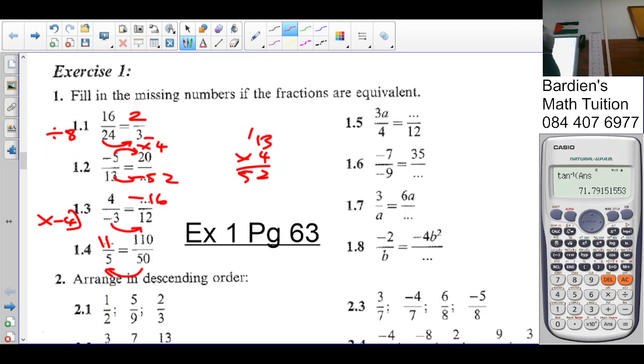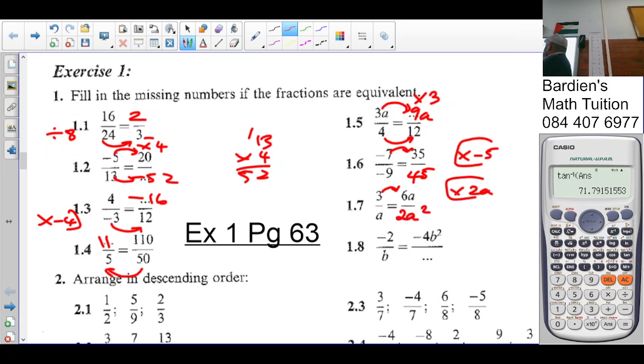1.5. How do we get from 4 to 12? Times by 3. So you times that by 3, how many do you get? 9, 8. How do I get from negative 7 to positive 35? Multiplied by negative 5. Negative 9 times negative 5, positive 45. Number 3. That's 1.7. How do I get from 3 to 6? Times by 2a. 3 times 2a? 2a squared. How do I get from negative 2 to negative 4b squared?